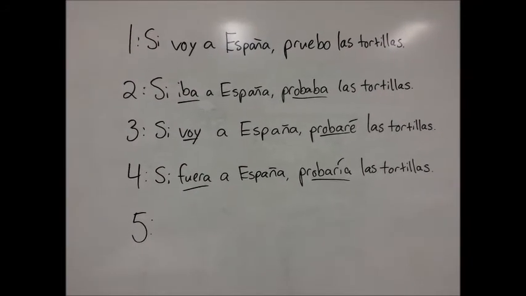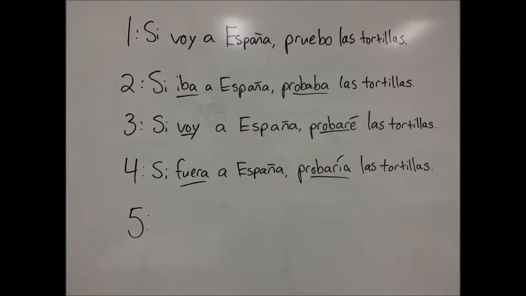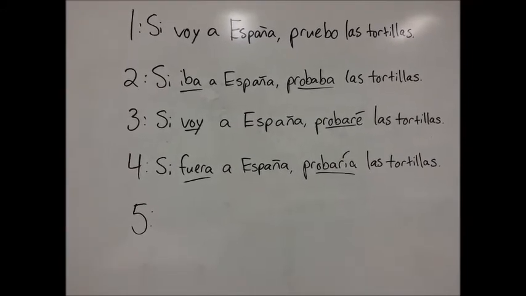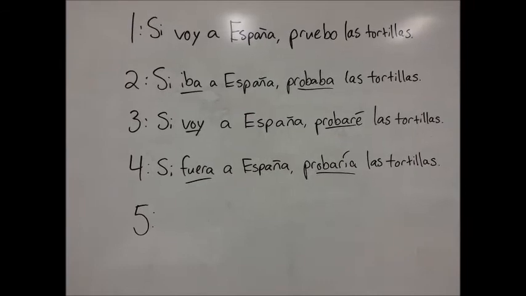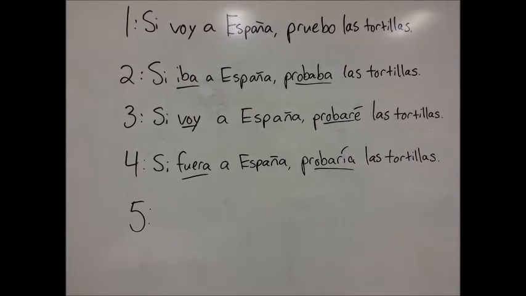Then we have cuatro punto punto, el condicional. Si fuera a España, probaría las tortillas. Fuera is conjugated in the imperfect subjunctive, and I'll explain in a later video why.